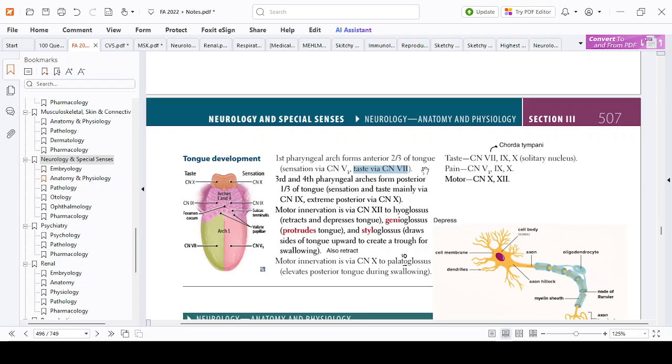Let's move to the taste here: via cranial nerve 7, which is the chorda tympani, and the posterior 1/3 by cranial nerve 9, glossopharyngeal, and the root by the vagus. Pain from the anterior 2/3 by the mandibular division of the trigeminal nerve, and pain from the posterior 1/3 by the glossopharyngeal nerve. Pain from the root of the tongue by the vagus nerve. Motor by the hypoglossal nerve, and the palatoglossus muscle is supplied by the vagus nerve.